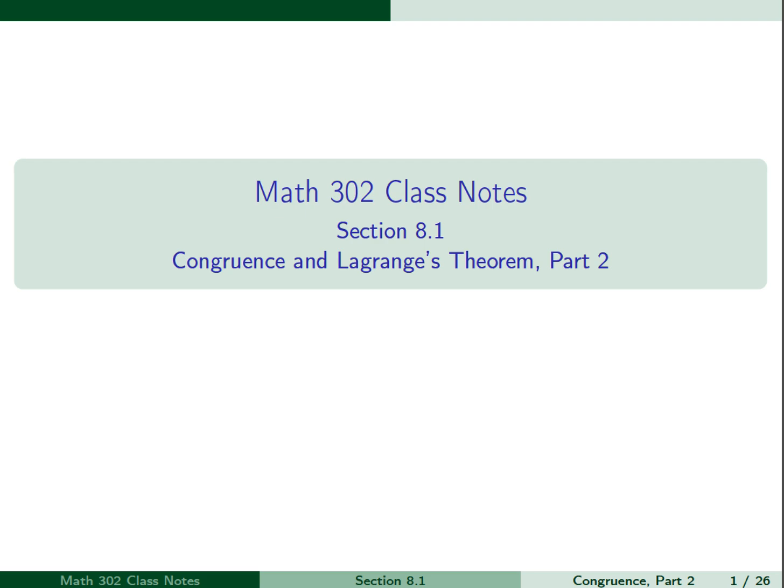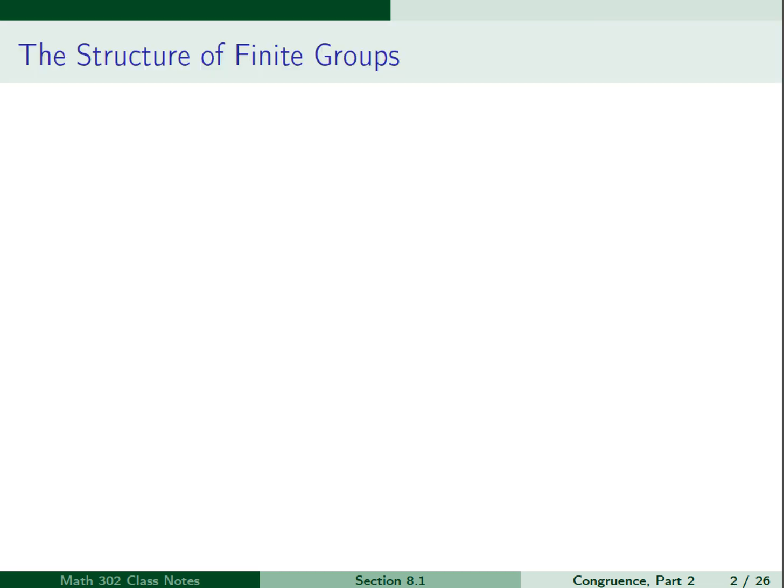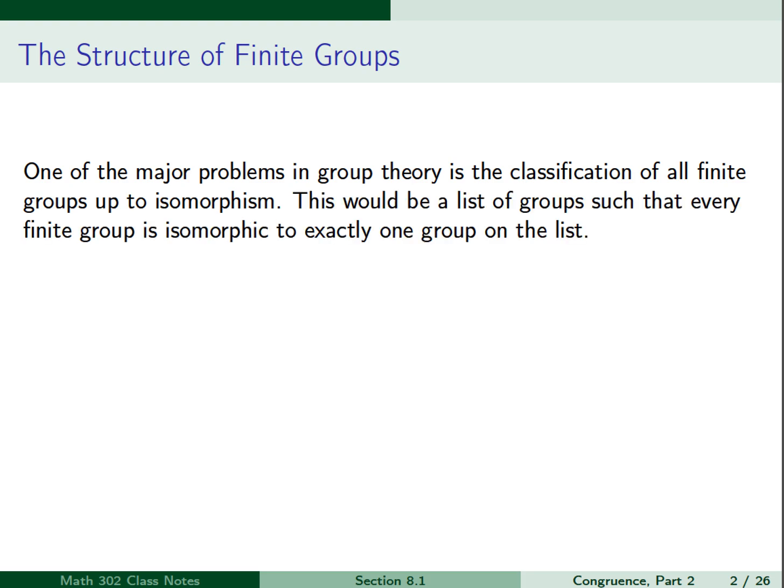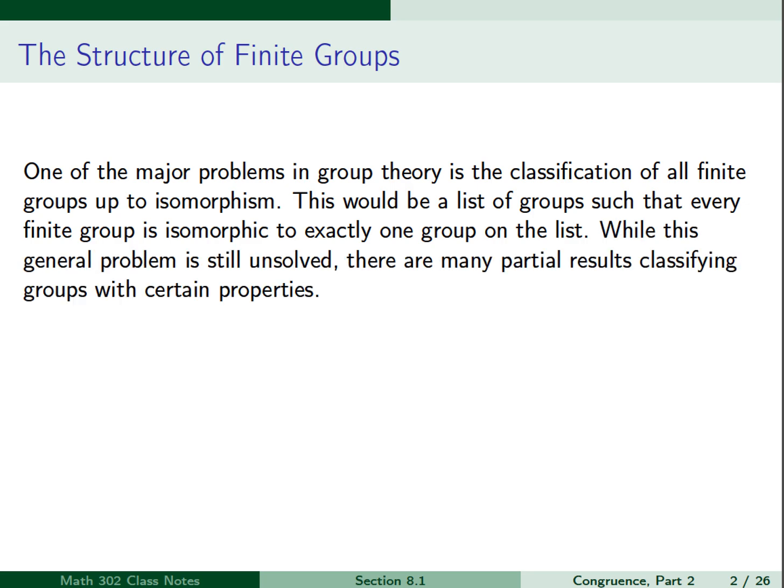This is the video for part 2 of section 8.1, Congruence and Lagrange's theorem. In this video, we're going to examine the problem of the structure of finite groups. One of the major problems in group theory is the classification of all finite groups up to isomorphism. This would be a list of groups such that every finite group is isomorphic to exactly one group on the list. While this general problem is still unsolved, there are many partial results classifying groups with certain properties.